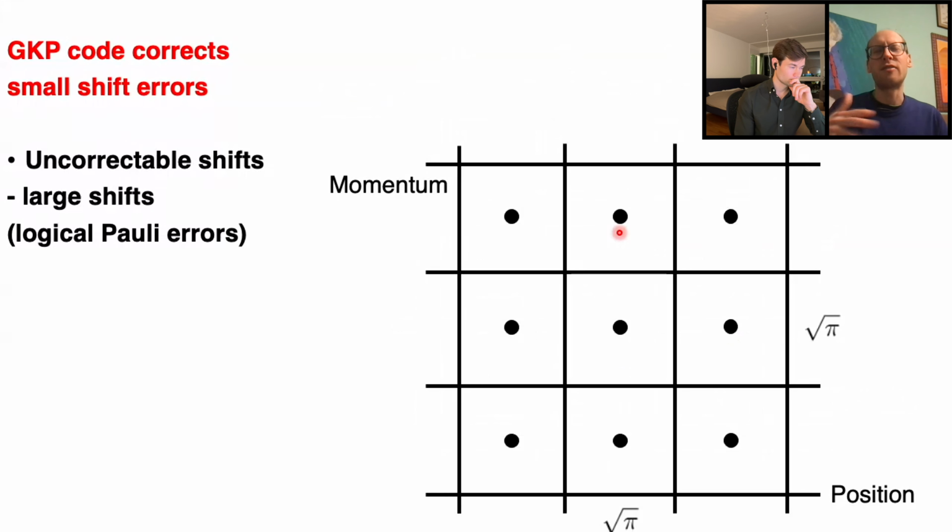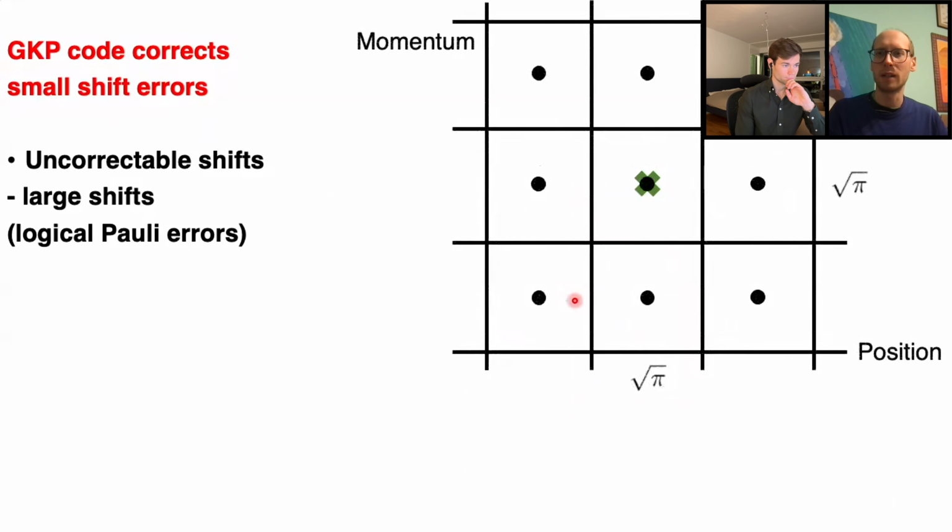But of course, every code has this limitation. There is something called the distance of the code, which means that if the error has too high weight or the error is too large, then it is uncorrectable. What that means here is, let's say the noise shifting error was so large that it shifted this point all the way up to here. So now the shift was larger than this square root of pi over 2 resolution of this box, so square root of pi along the q axis and square root of pi along the p momentum axis.